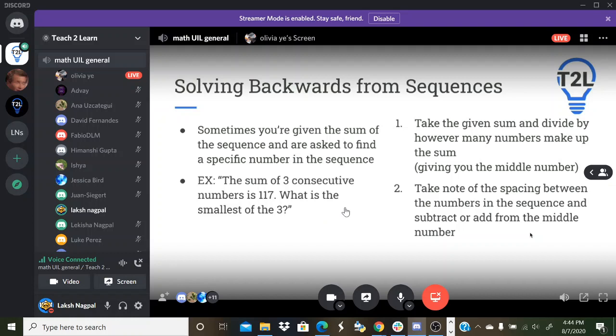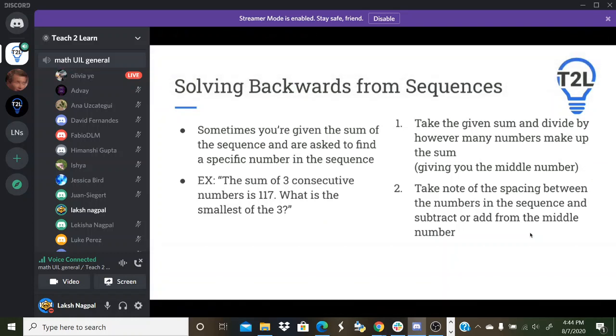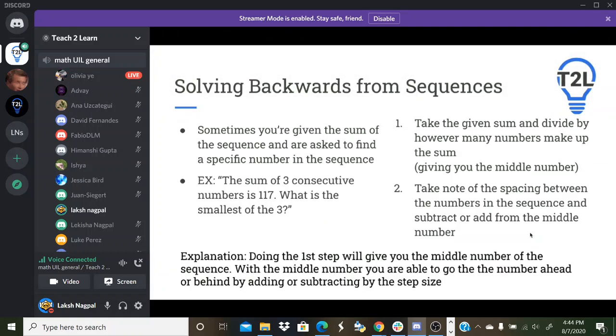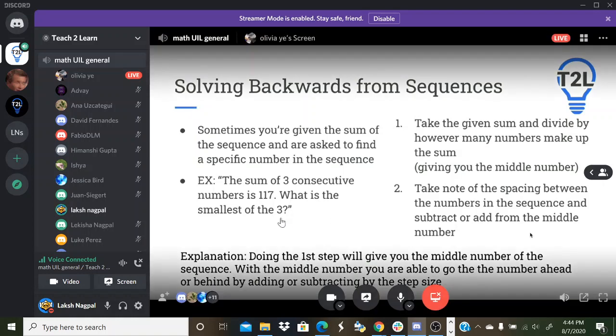So like 1, 2, 3, 4, 5, 12, 13, 14. Those are examples of consecutive numbers, which have a step size of 1. So you can just subtract 1 from 39 to get 38, and that's the smallest number in the sequence.